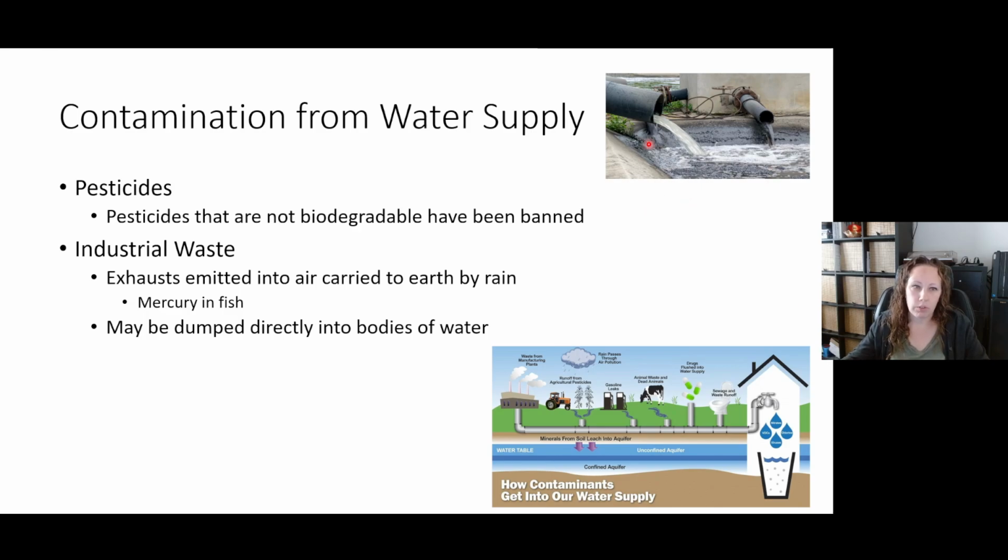Also, industrial waste could be dumped directly into bodies of water like this. It also could be that pollutants are buried, and then the pollutant gets into the groundwater, and that is how it gets introduced to the water supply.